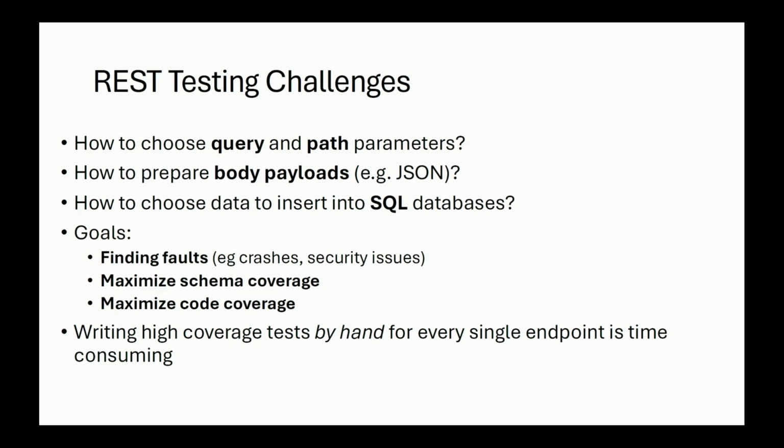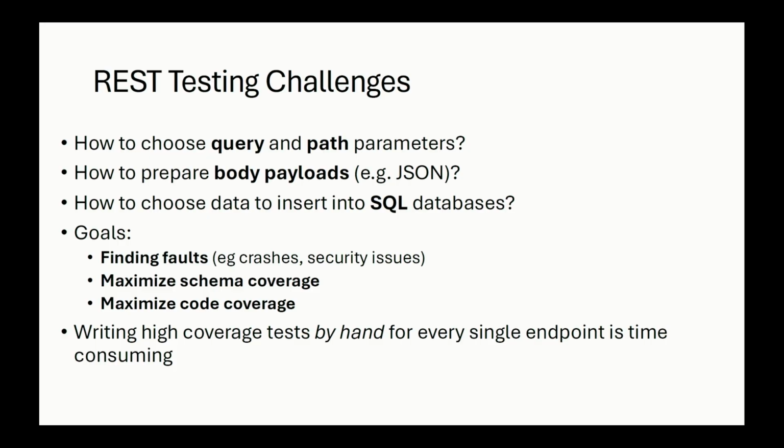So let's say you want to test a REST API. There are a lot of choices that you need to make. You have to choose query parameters. There are choices that you need to put in the path elements. You have body payloads, possibly in JSON. It's a lot of choices that you need to make.